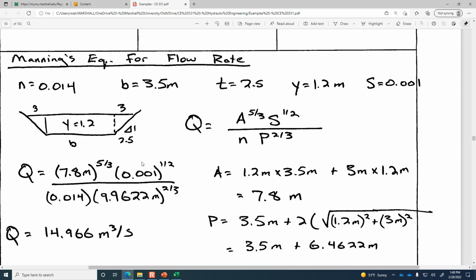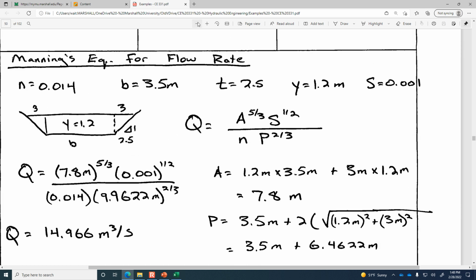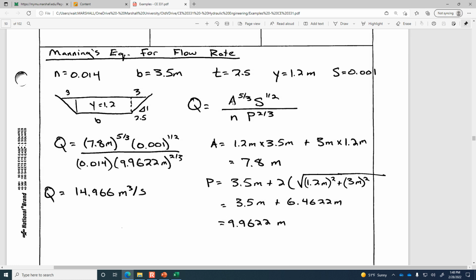So what I hope you found was that the flow rate is 14.96 cubic meters per second. Manning's equation only applies if you have steady uniform flow. Otherwise, things get tricky, and we can get tricky too, but just keep in mind that this is a really convenient formula, but it assumes that the flow conditions are steady with respect to flow.